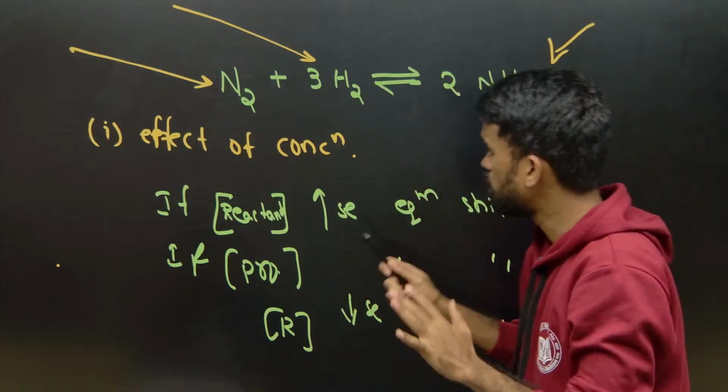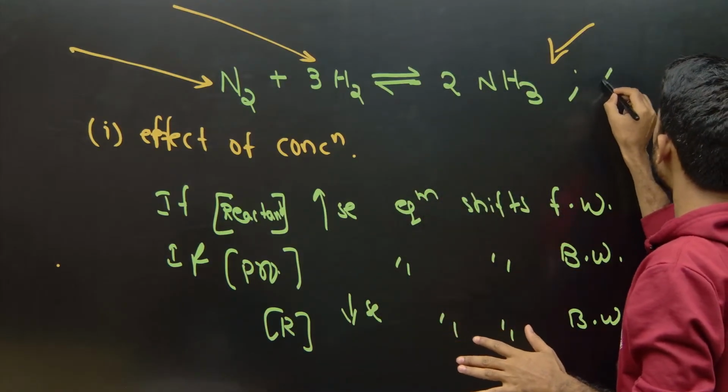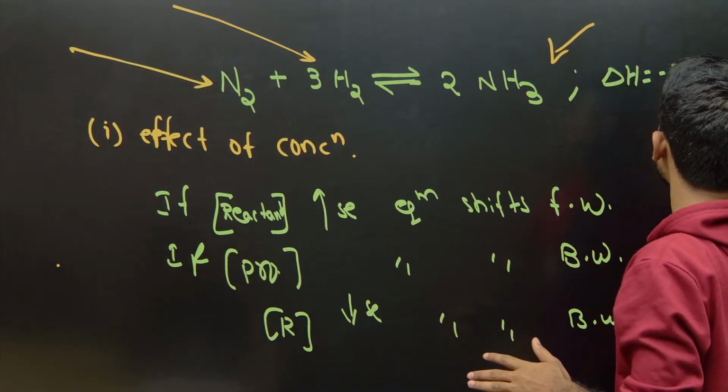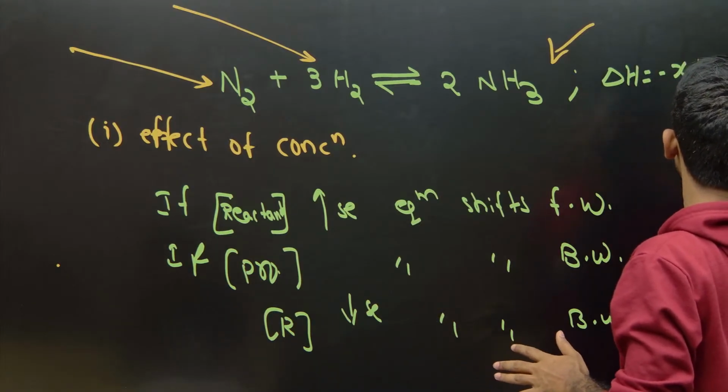For example, during this reaction, let us say delta H is equal to minus X kilojoules per mole.